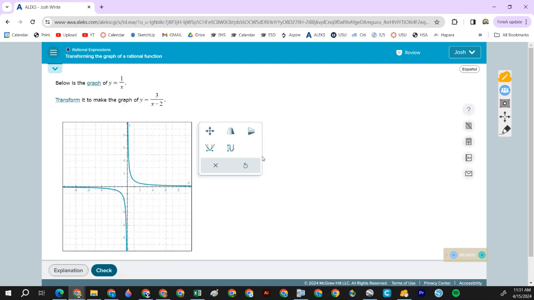All right, let's do some more. All right, I'm timesing the top by 3. Multiplying the top by 3 means we make it 3 times taller. And x minus 2 means we move it to the right 2.